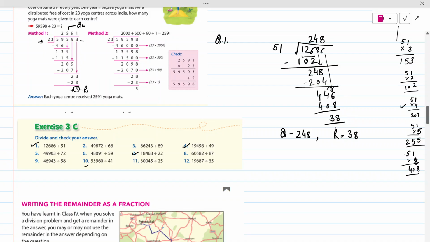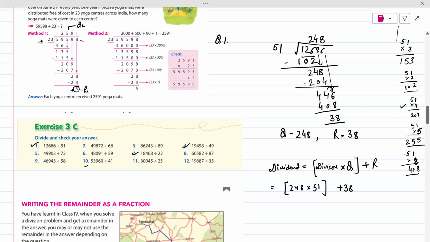Okay, so this is how we have to do this question. And now if we want to see whether our answer is correct or not, we have the formula: the dividend should be equal to the divisor multiplied by the quotient, and then we add the remainder to it. So if you want to check, multiply 248 with 51 and add 38 to it.